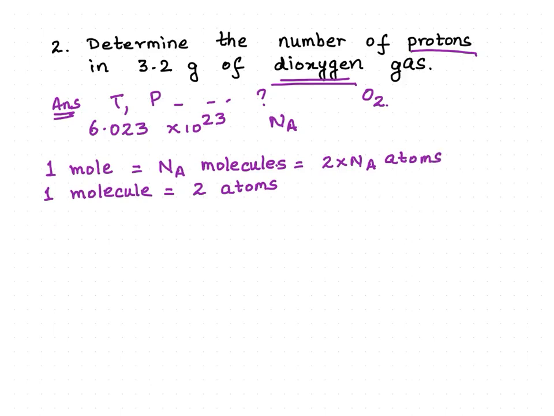Now, we also know that the atomic number of oxygen is 8. That means each atom has how many protons? Correct, it will have 8 protons. In other words, 2 into Avogadro number of atoms will contain how many protons? Go ahead. Yes, this will have 2 into the Avogadro number into 8 protons. Right? Now it becomes simple.